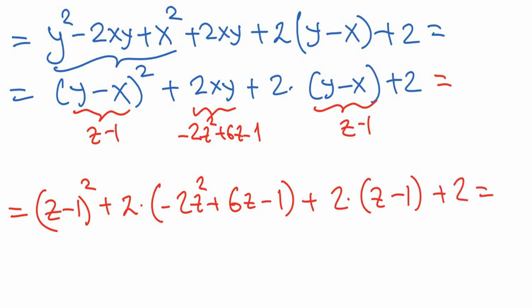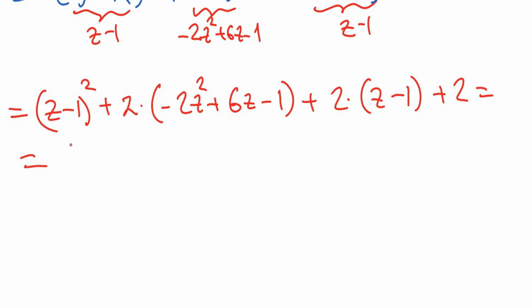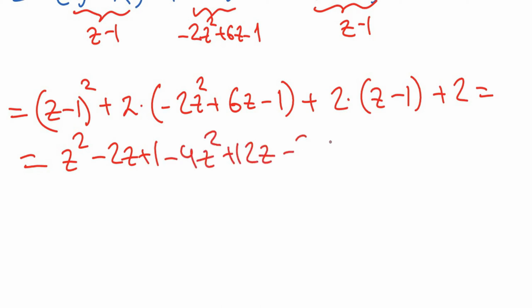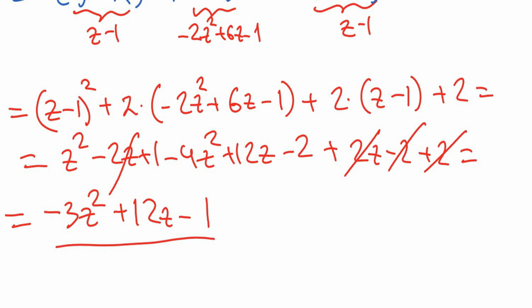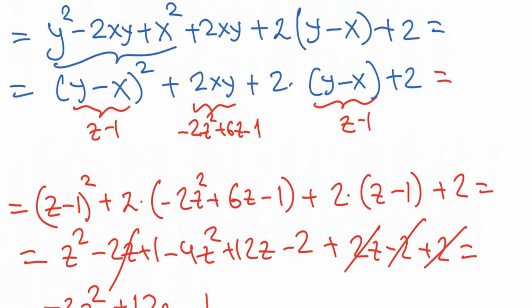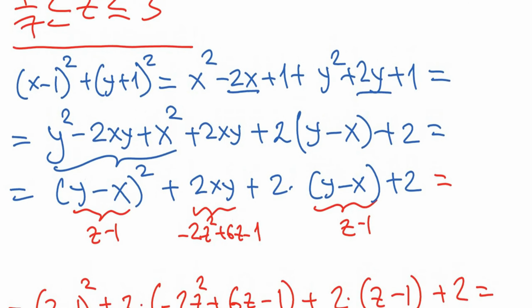Now this is going to be equivalent to, let me first square the first expression, z squared minus 2z plus 1, and minus 4z squared plus 12z minus 2, and plus 2z minus 2 plus 2. And this is going to be equivalent to, here this is going to be cancelled and this is also going to be cancelled, and minus 3z squared plus 12z minus 1. So we see that, as we remember, z lies between 1 over 7 and 3.